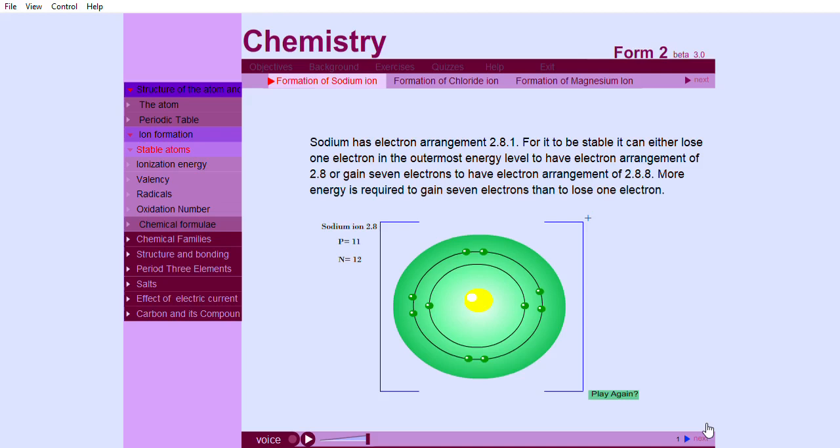When sodium atom loses 1 electron, it will have 10 negative charges. The positive charges still remain 11. The net charge therefore becomes positive 1.